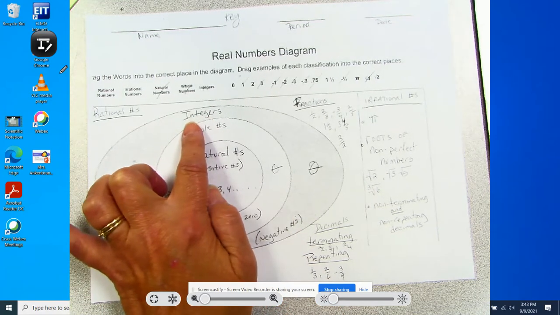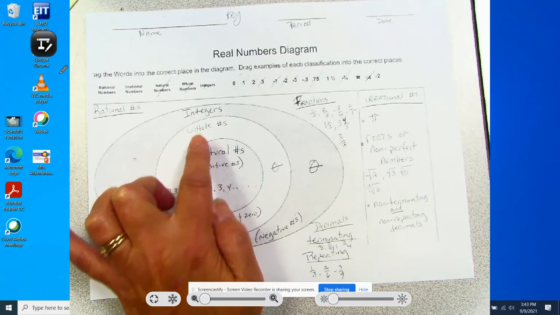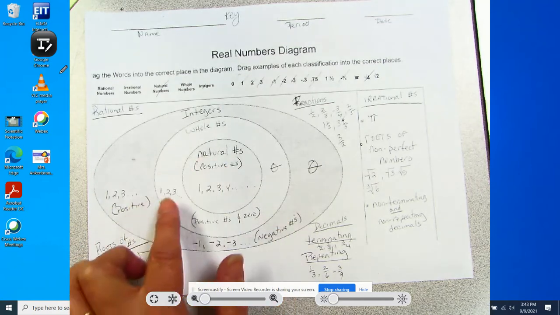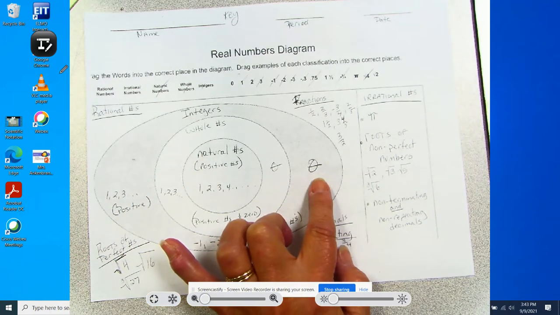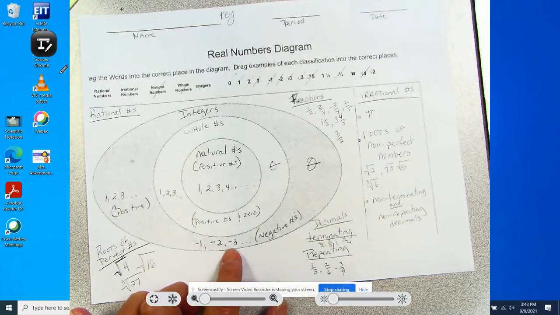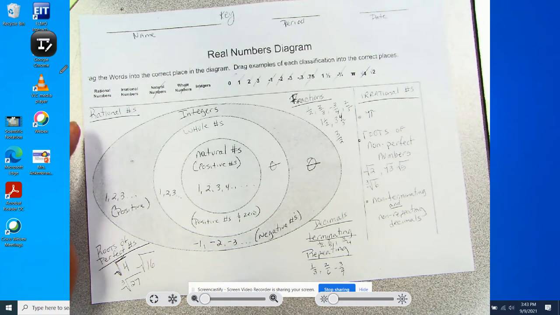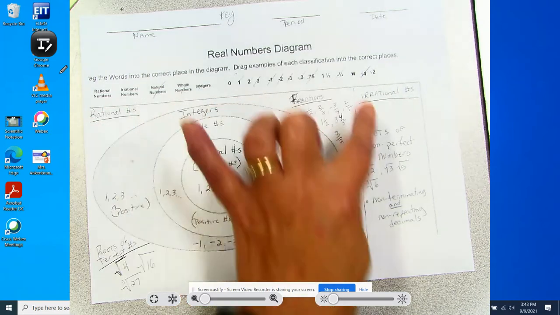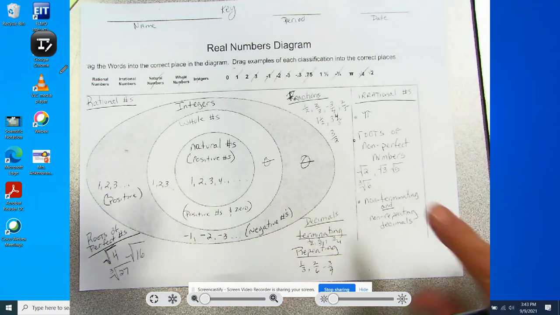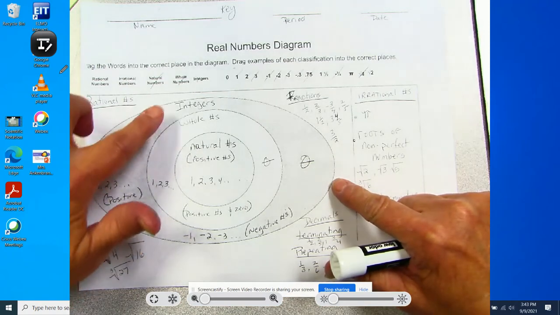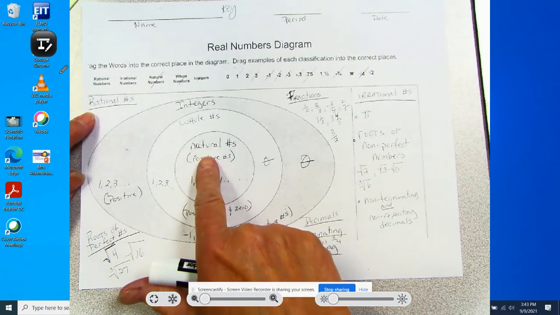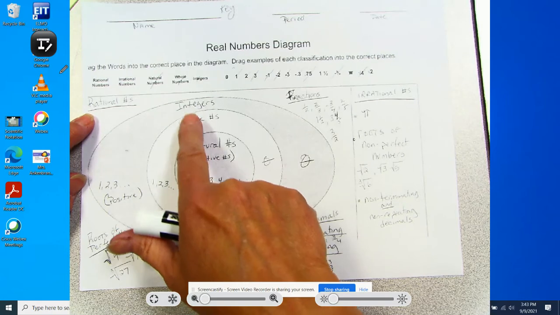Then we move to integers. Integers has whole numbers and natural numbers inside. And since whole numbers and natural numbers include the positive numbers and zero, integers also include those. But integers also include the negative numbers. Rational numbers is this rectangle. And inside this rectangle, you can see that we have these ovals, which include the integers, the whole numbers, and the natural numbers. So rational numbers are natural numbers, they're whole numbers, and they're integers.